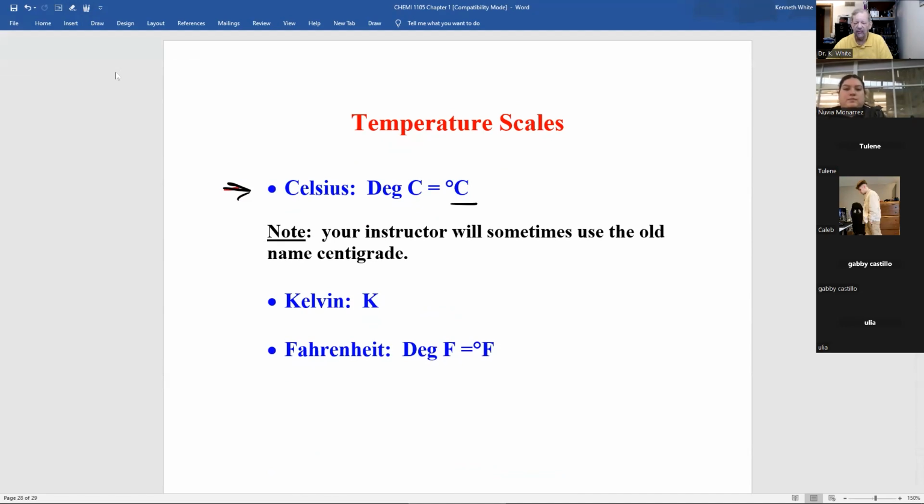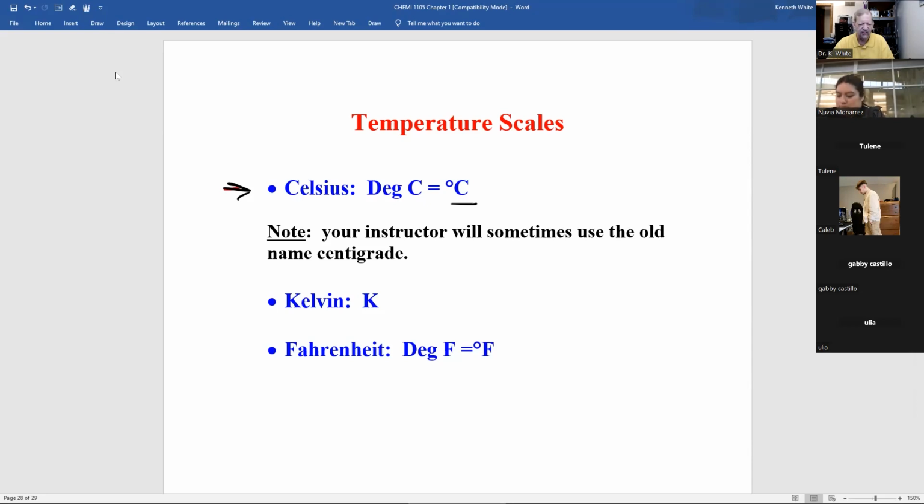Which is abbreviated by degrees C. Sometimes I've caught myself, until I was, I think, in grad school or even college, it was called centigrade and they changed it to Celsius.